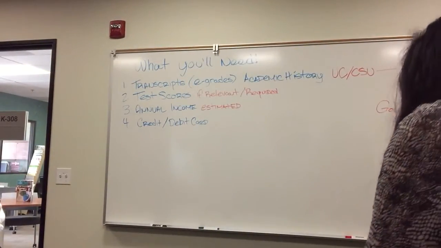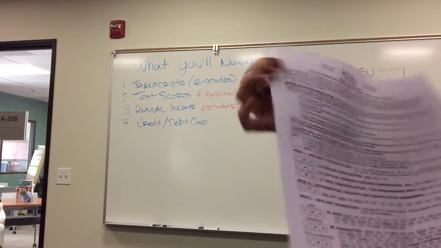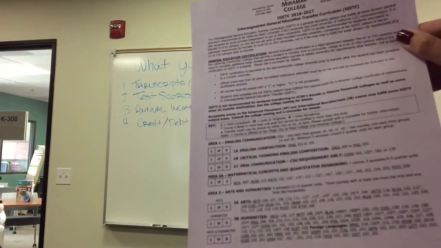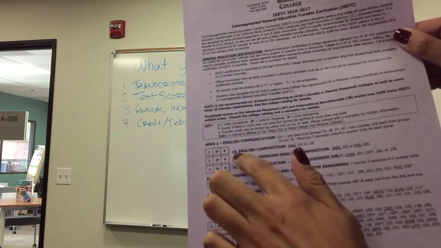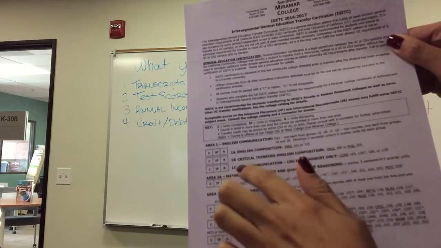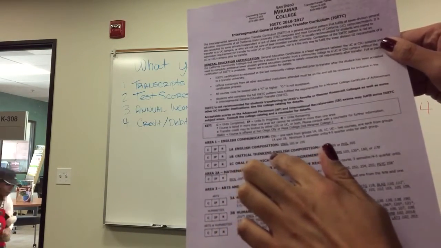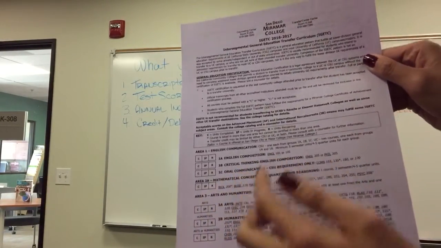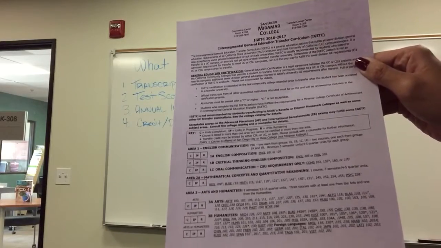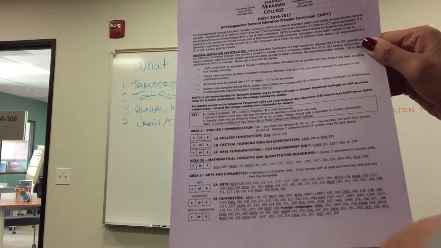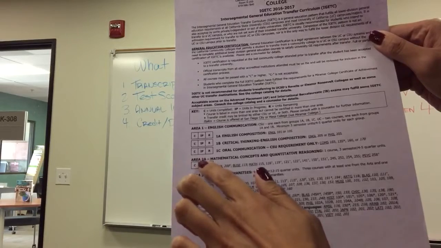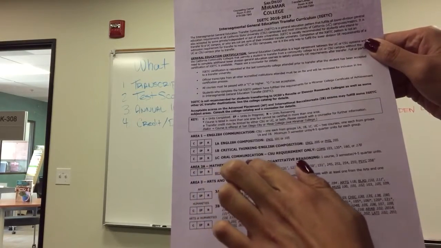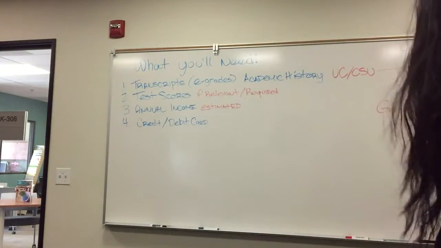Same thing with the UCs. If you are going off of the IGETC pattern, they are going to want to know what you took for Area 1A, which is English composition, 1B, which is critical thinking or English composition, 1C, which is oral communication if you are also applying to a Cal State University, and they're also going to want to know what you took for Area 2A, which is mathematical concepts and quantitative reasoning.